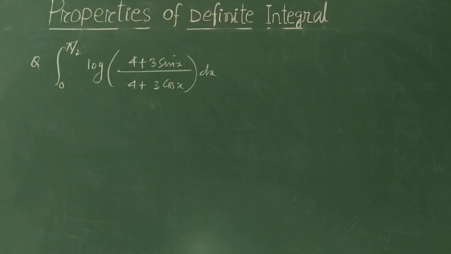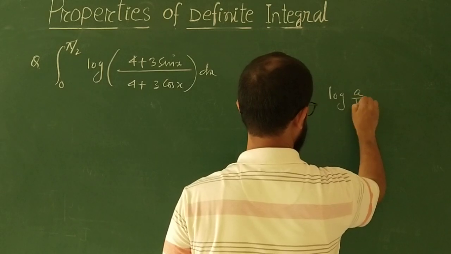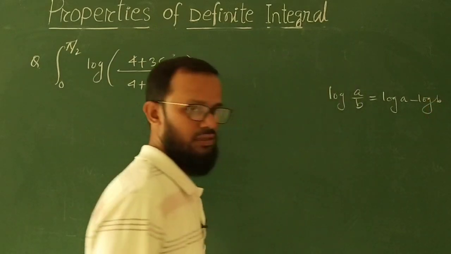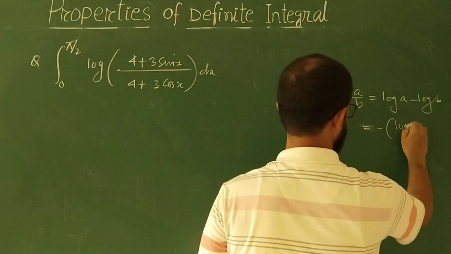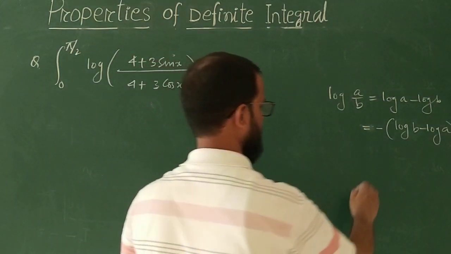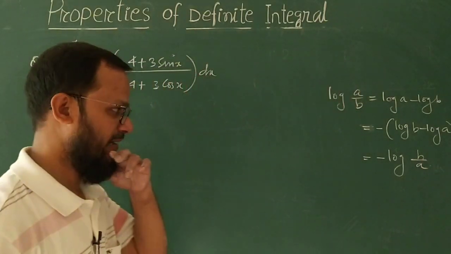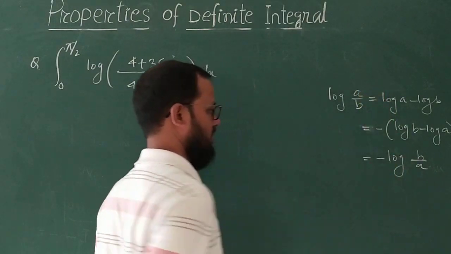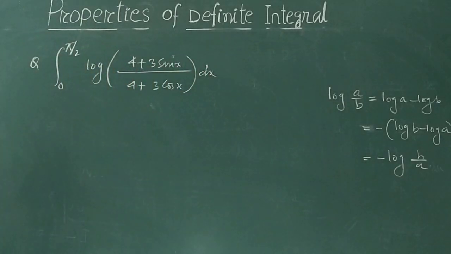Before going to solve the integral, I just mention a property of log. Log a by b equal to what, log a minus log b, which can be written, if you take minus common, as minus (log b minus log a). And then you can write minus log b by a. So that means log a by b equal to minus log b by a. If you interchange these two, then a minus will come. This is the property. Clear?